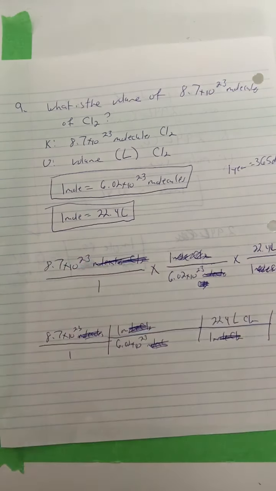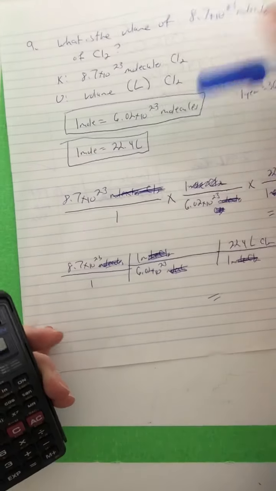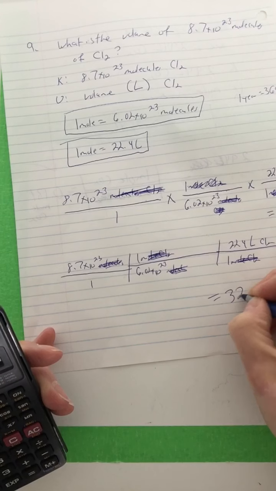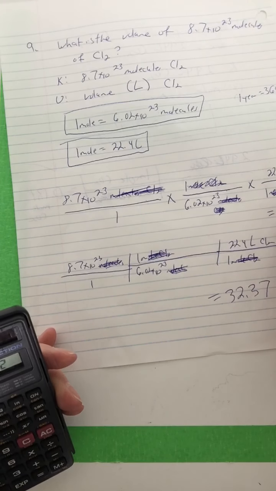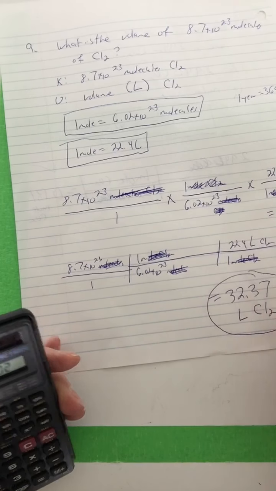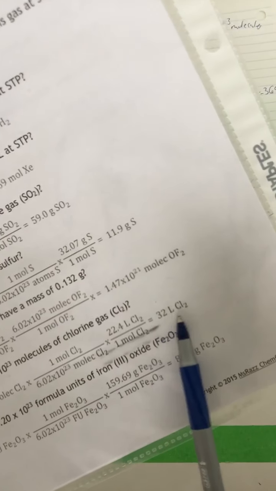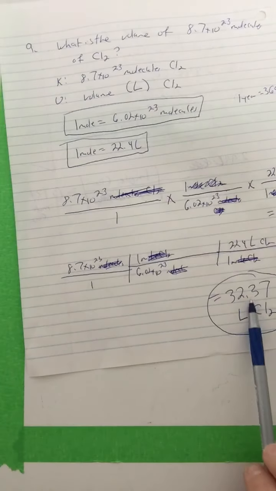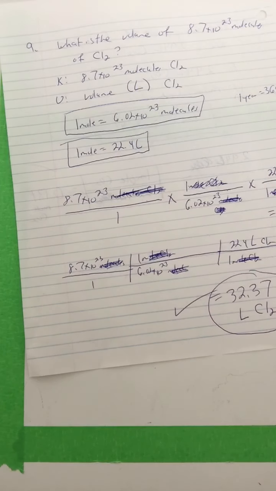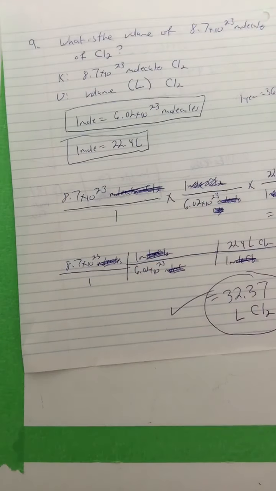So what did I get? My answer is, I'll put my answer down here because I got more space. 32.37, what's my unit? Liters of Cl2. This is my answer for number 9. Let's go look. We were right. 32 liters of Cl2. So we got that one right. Okay? So you follow the units. All right. Hopefully this helps.